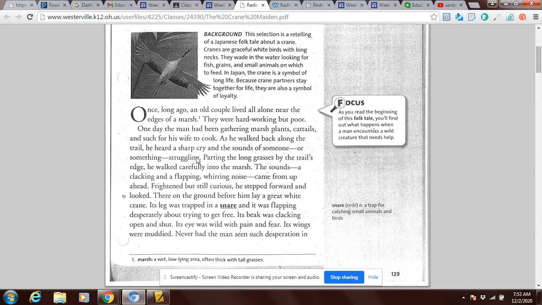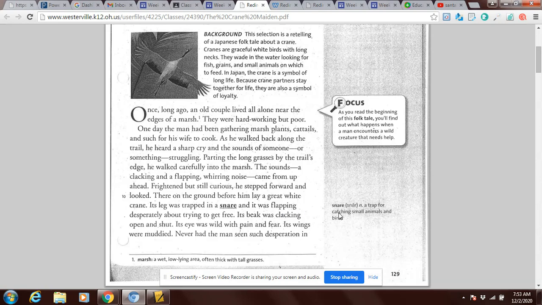Parting the long grasses by the trail's edge, he walked carefully into the marsh. The sounds, a clacking and a flapping, whirring noise, came from up ahead. Frightened but still curious, he stepped forward and looked. There on the ground before him lay a great white crane. Its legs were trapped in a snare.